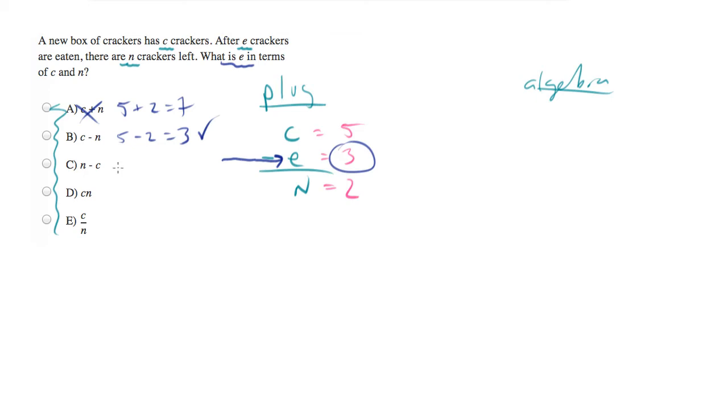Let's check the others just to make sure. N is 2, C is 5, that's negative. C is 5, N is 2, that's 10. And C is 5, N is 2, and we end up with some fraction. So that's out. And B is our answer.